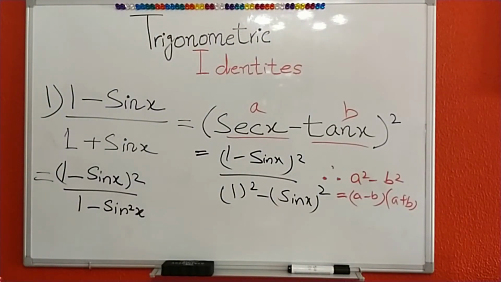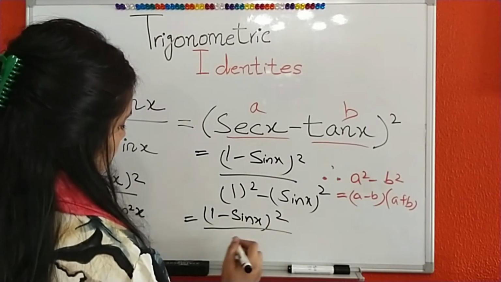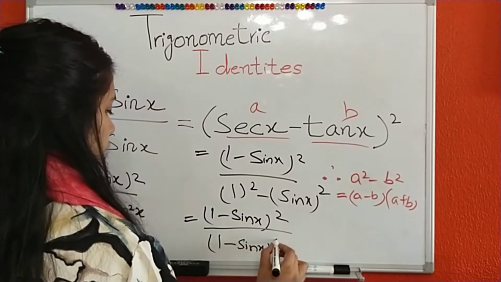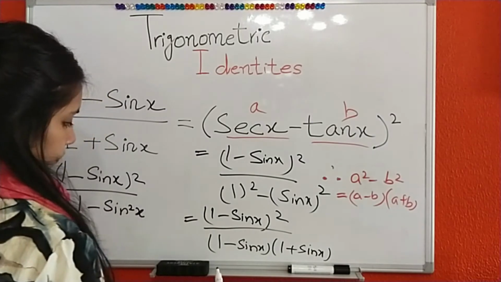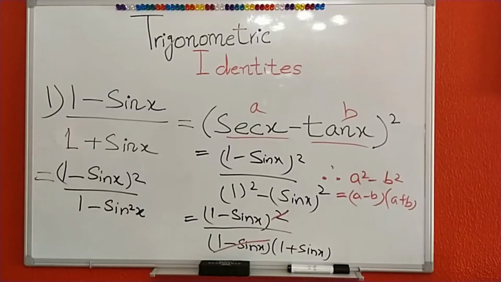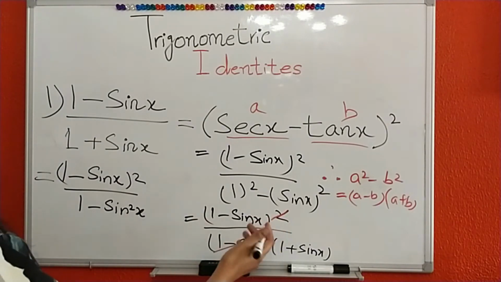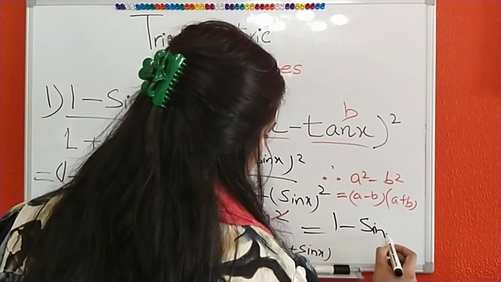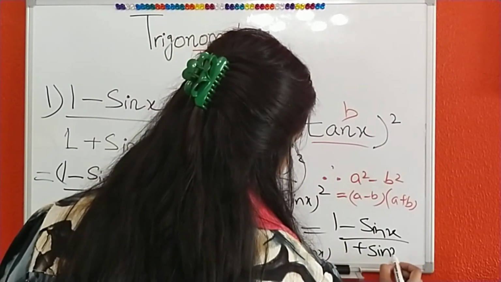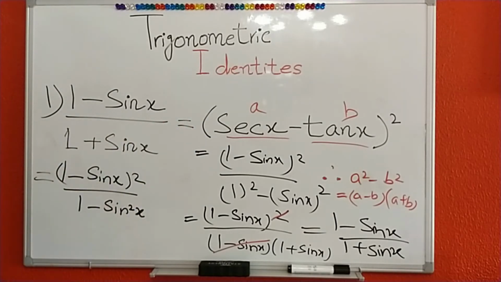So I am writing this step in the denominator: (1 minus sine x) whole square upon (1 minus sine x) and (1 plus sine x). So I can easily cancel this with this. Now I am writing this step as I have cancelled: 1 minus sine x upon 1 plus sine x. You can see how I converted the right hand side into the left hand side. Now this question is verified. I hope you understand this question very well. This is not an easy question, but it is a complex question.